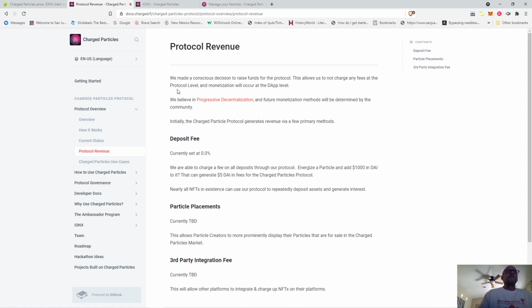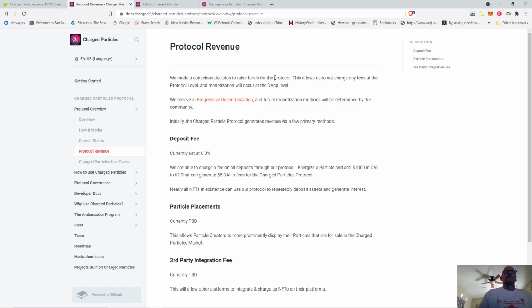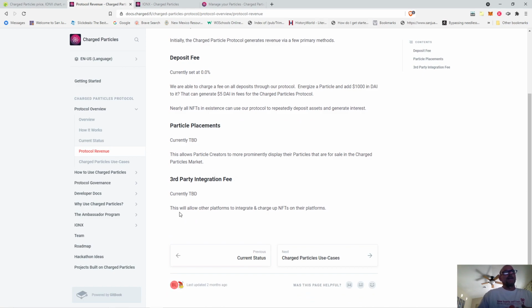But this is, I don't know how common this is, but basically they raised their own funds, and as I read throughout this, they did an IDO on PolkaStarter, an initial offering. So that's nice. Let's see. Initially, it generates revenue with a few primary methods. So we can read through that, and it has a definite plan for that.